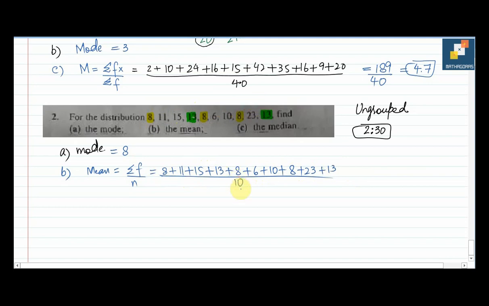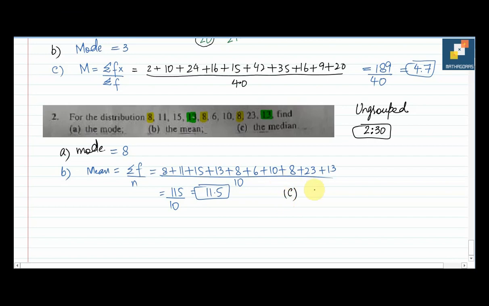Now you need to add them. So it's 8 plus 11 plus 15 plus 13 plus 8 plus 6 plus 10 plus 8, 23 and 13. That sums up to 115 divided by 10. And when you divide it by 10, it's 11.5. That is your mean of ungrouped data. All right, I hope that all of you are getting the same answers.